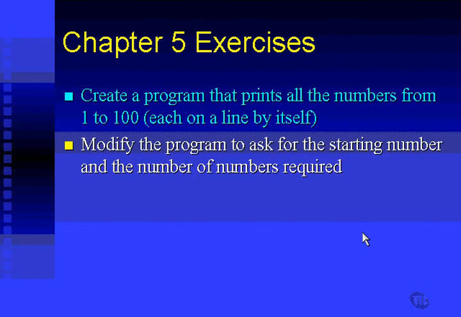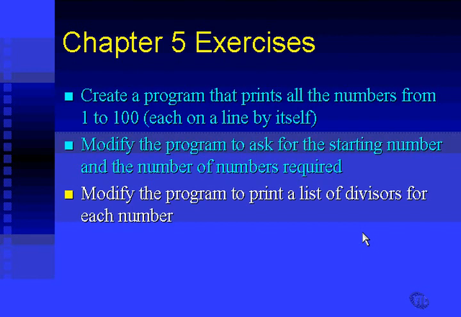Next, you're going to modify that program to ask for the starting number and ask for the number of numbers required. So you might want to start at 200, for example, and print 10 numbers. So you'll print 200, 201, 202, all the way up through to 209. Notice that 210 would actually be 11 numbers. You get the idea. You could start at 1 billion and ask for and print out 100 numbers from there. So the starting number and the number of numbers. Okay, again, pretty straightforward. Let's start getting a little trickier.